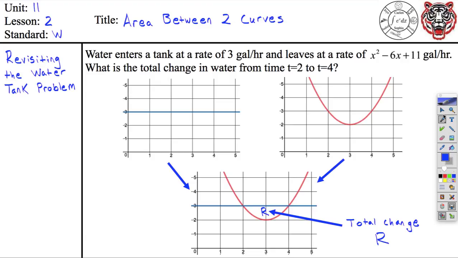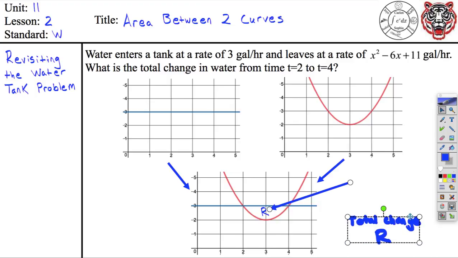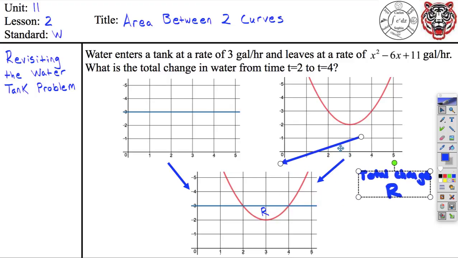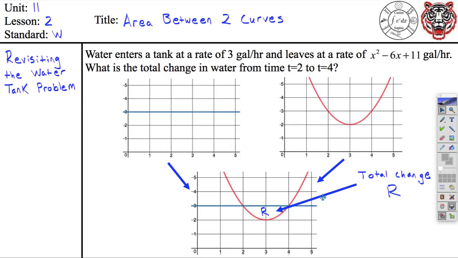All right, so that total change R, and maybe I should have the total change R up a little bit. R is going to be equal to the integral from where to where? From 2 to 4? 2 to 4. It's the intersection points, exactly.